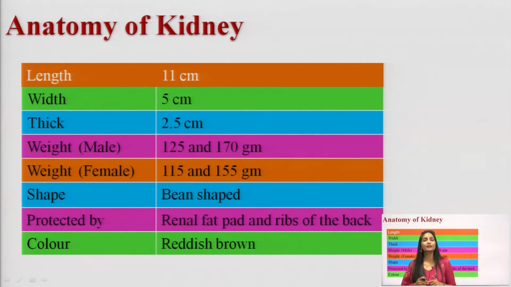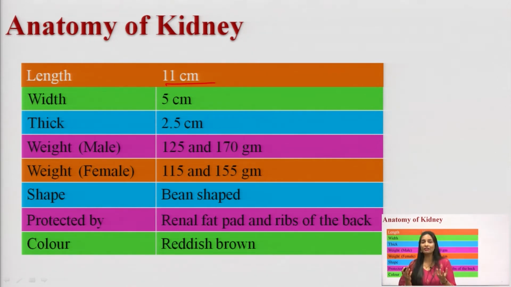Okay, now we will discuss the anatomy of the kidney. If I am talking about the length, how long is the kidney? It is around 11 centimeters. If I am talking about the width, it is about 2.5 centimeters, and the weight of the kidney differs between male and female. If I am talking about the male weight, it is approximately 125 to 170. I am talking about the right and left kidney.